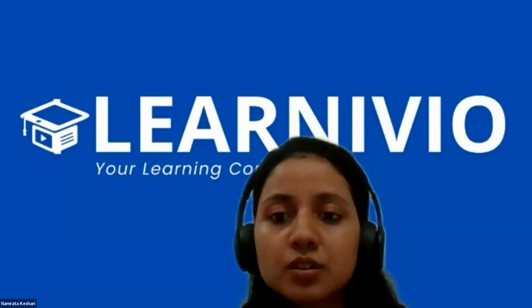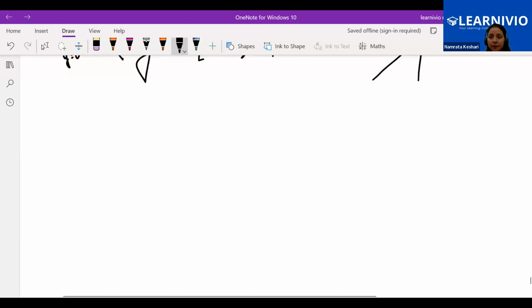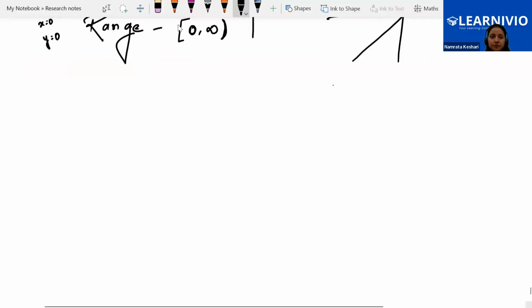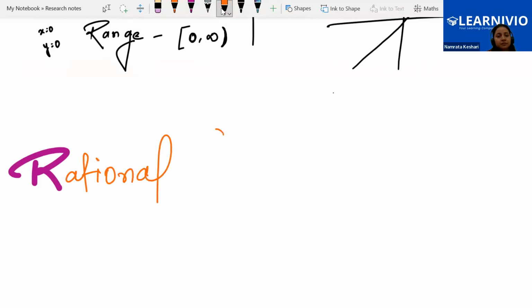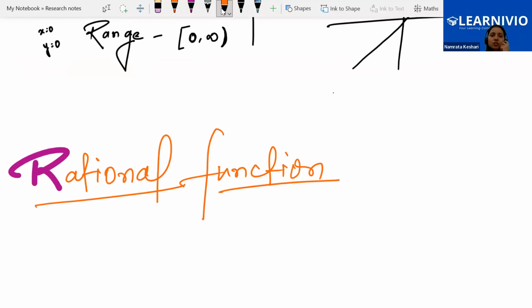Now let's continue with the next function, that is the rational function. We are going to see what exactly a rational function is. We know what a rational number is: any number in the form of p by q, where p and q are integers and the denominator q is not equal to 0. That's called a rational number. Here, the rational function will look like p(x) by q(x), where p(x) and q(x) both are algebraic expressions, and the denominator should not be 0. Because in mathematics, if the denominator is 0, it is not defined. So the denominator should not be 0, and that's called a rational function.